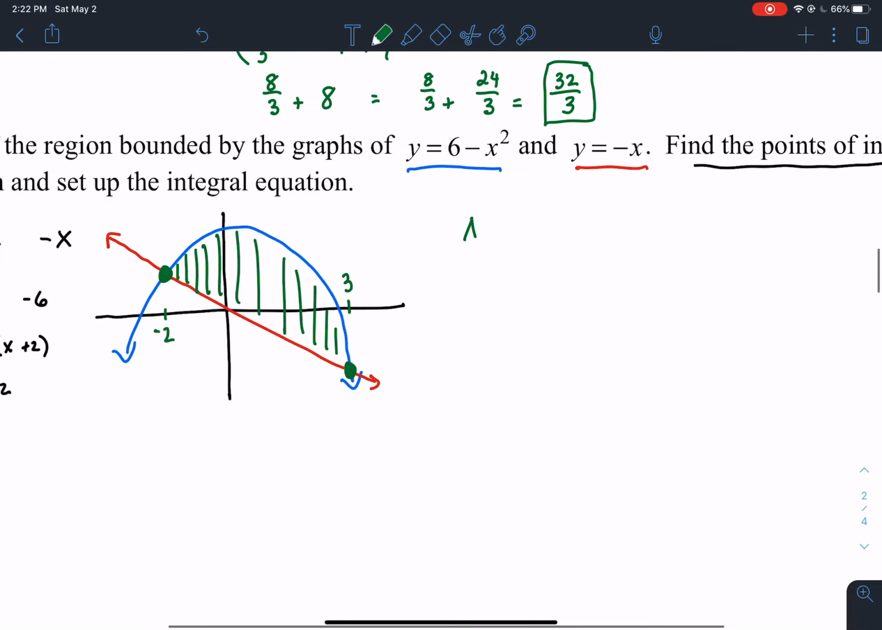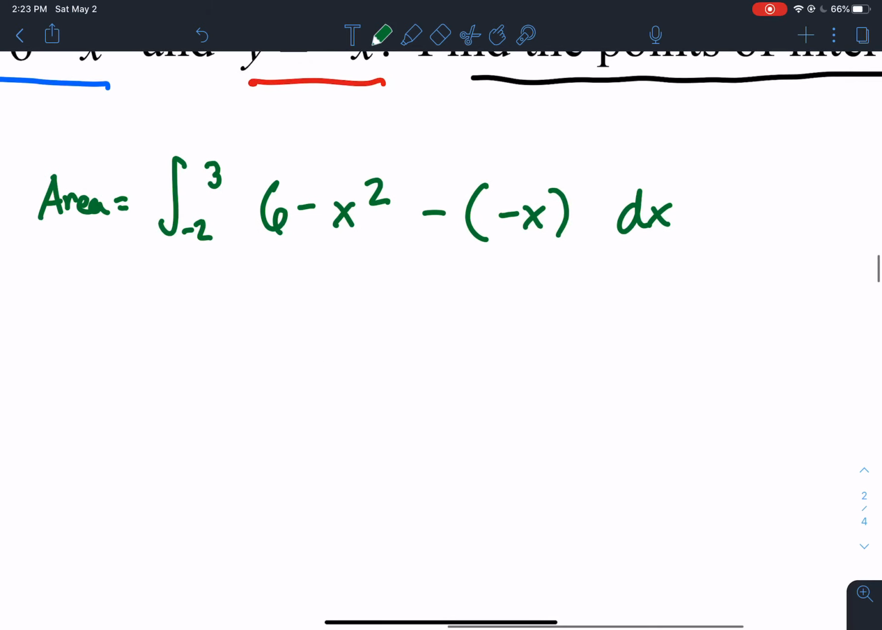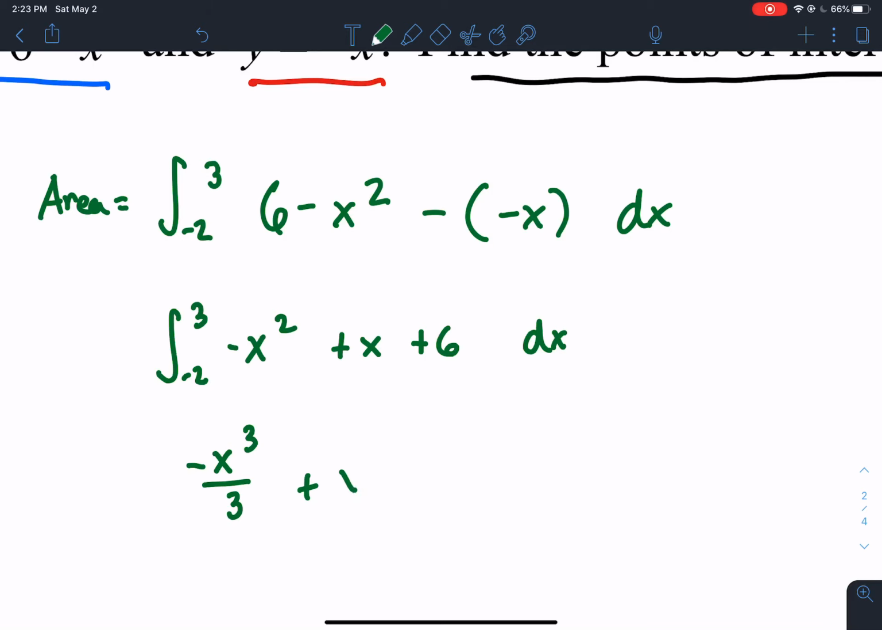So when we do the area now, going from negative 2 to 3, you're doing top minus the bottom. So the blue curve is on top, so you're doing 6 minus x squared minus the bottom, which is negative x, which is the red line on the bottom. So this is going to give me negative x squared plus x plus 6, and we're going to go from negative 2 to 3. So antiderivative, I'm going to rewrite that.